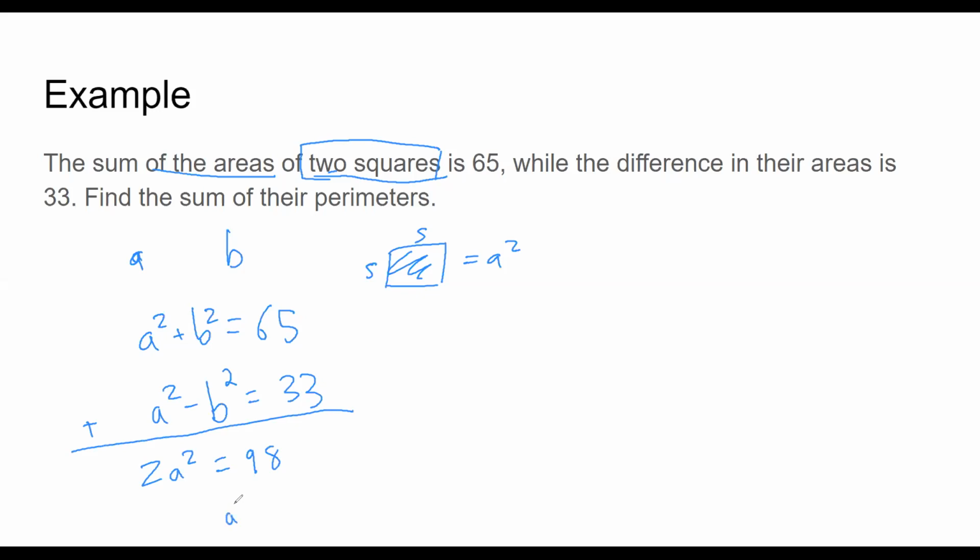Divide by 2, this gives us a squared equals 49. 7 squared is 49, so a is equal to 7. And then we can substitute this back in to find another one. Let's just use the first one. We have 7 squared plus b squared equals 65. 49 plus b squared equals 65. 65 minus 49 is b squared. So b squared equals 16. b is equal to 4.